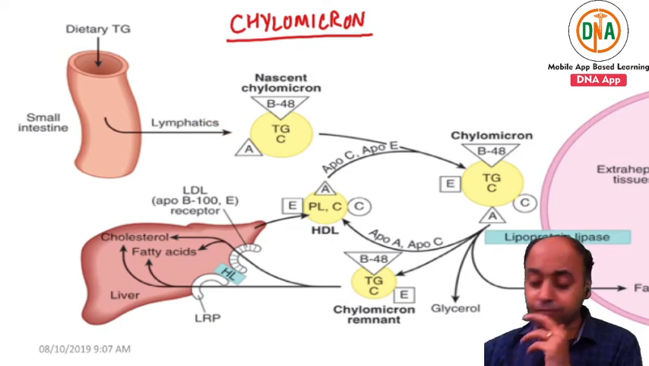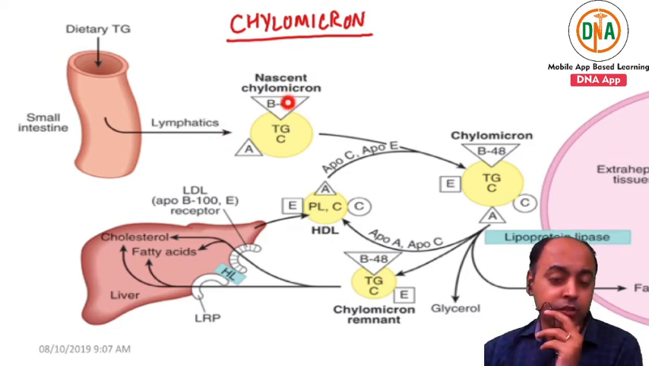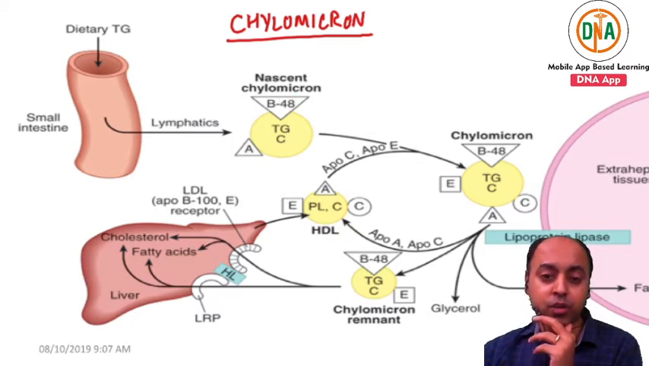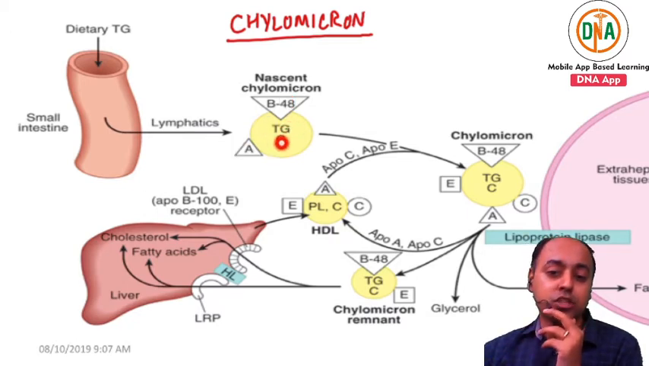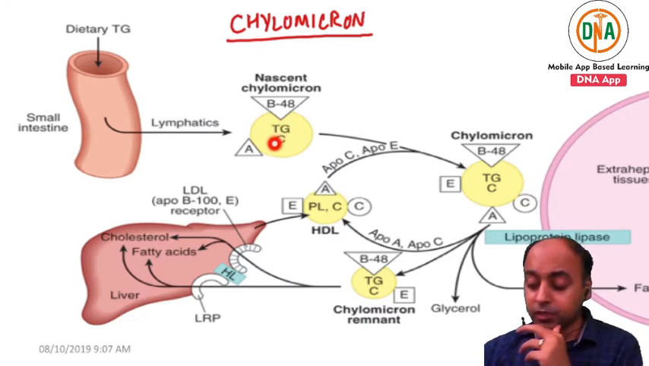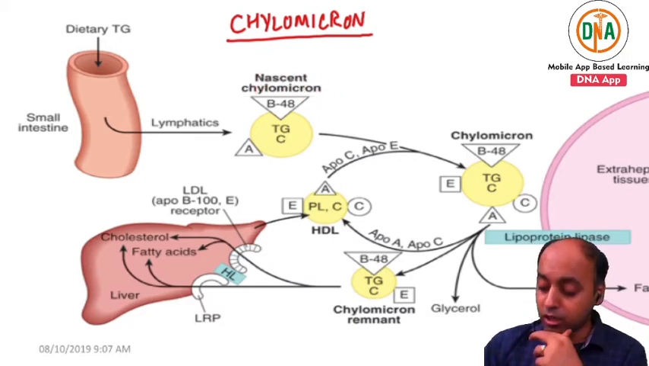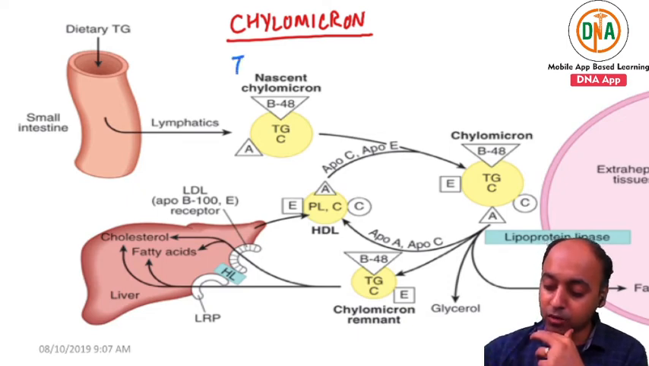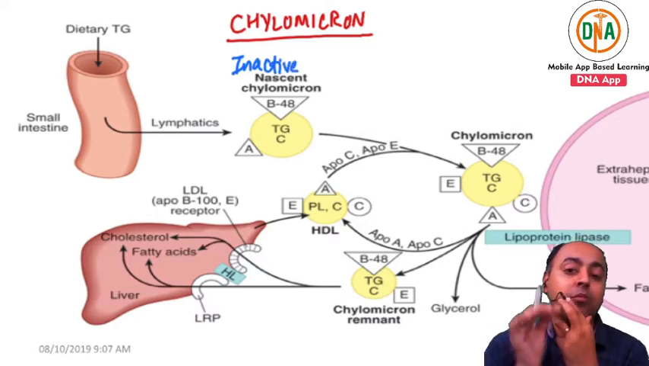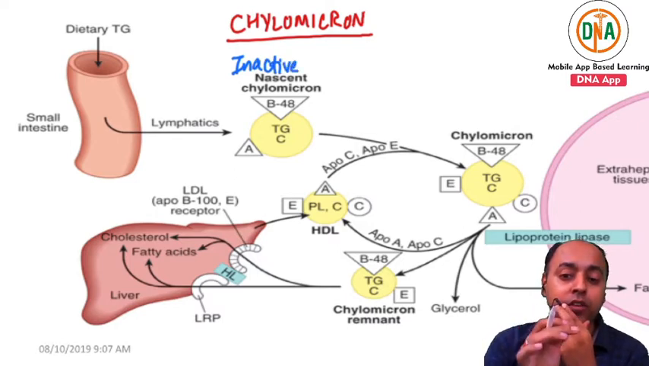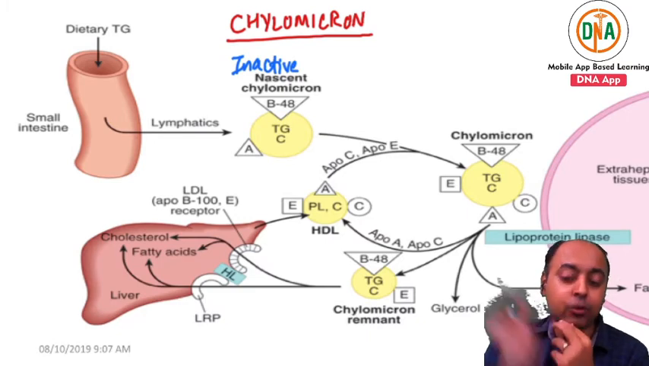This chylomicron contains B48, which is the marker. It contains various types of ApoA, and majorly it contains the triacylglycerol. Some amount of cholesterol is there, but majorly it contains triacylglycerol. However, this is called the nascent chylomicron. In other words, it is the inactive chylomicron. Why inactive? Recall we said ApoC2 is required for activating the lipoprotein lipase. As long as ApoC2 is not there, the lipoprotein will be inactive.